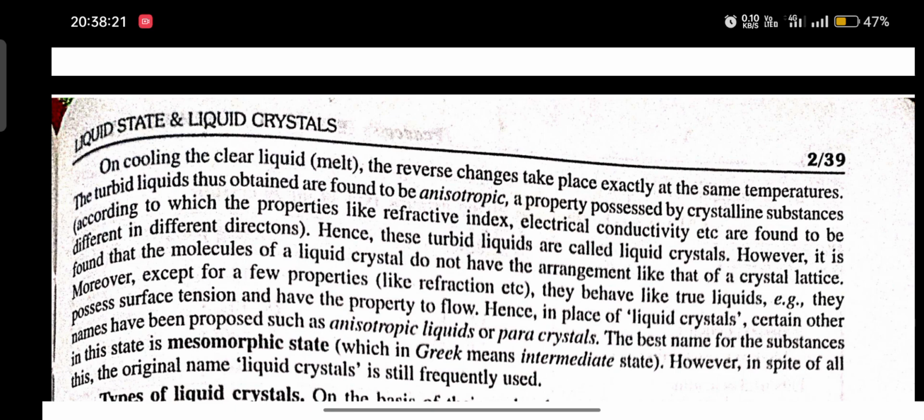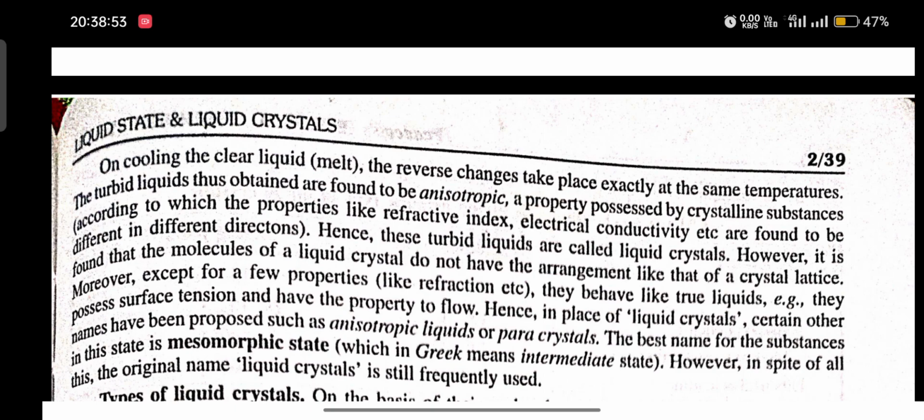The turbid liquids thus obtained are found to be anisotropic. Anisotropy is a property possessed by crystalline substances, according to which properties like refractive index, electrical conductivity, etc. are found to be different in different directions. Hence, these turbid liquids are called liquid crystals. However, it is found that the molecules of a liquid crystal do not have an arrangement like that of a crystal lattice.